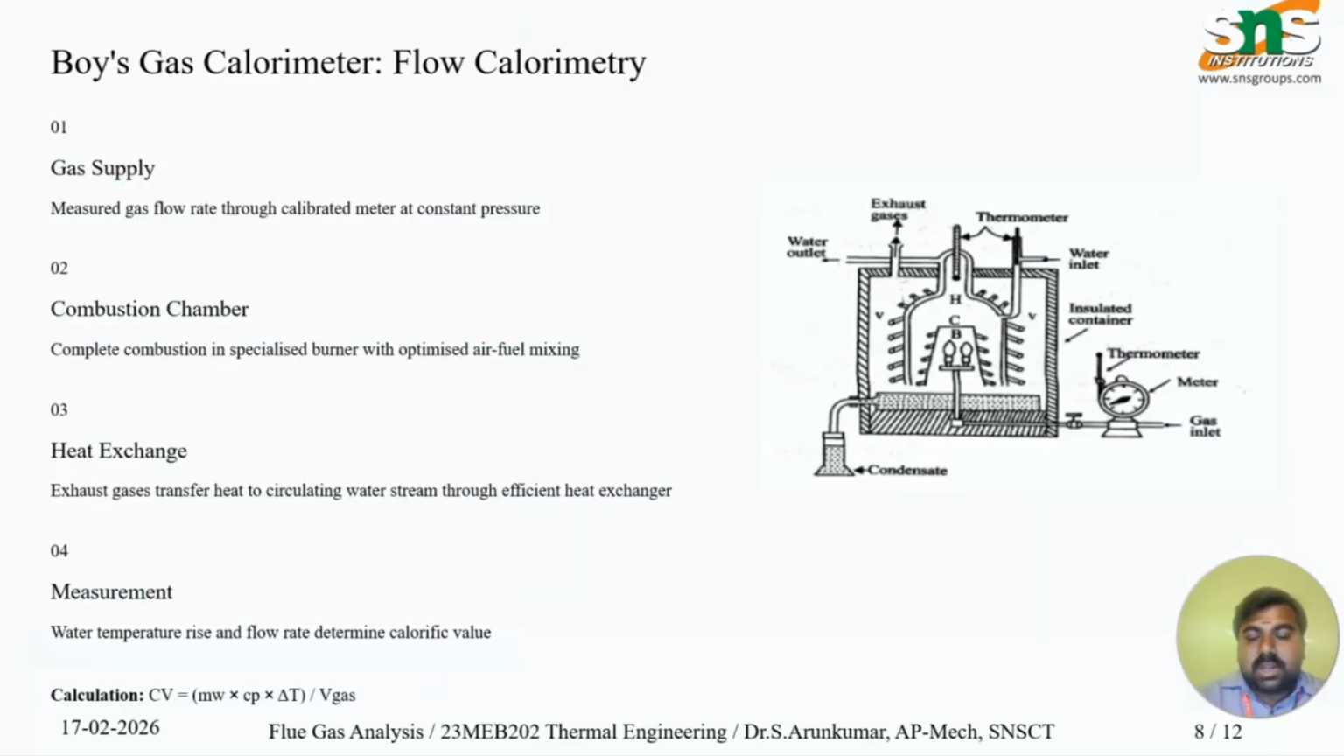So this is the Boys calorimeter, used to measure the calorific value of gaseous fuel. It consists of main parts like gas supply, combustion chamber, heat exchange and the measurements. Through this formula we can calculate the calorific value of the gaseous fuel: CV is equal to MW into Cp into delta T over V gas. Here MW is the mass of the water equivalent, Cp is the specific heat, delta T is the temperature change, and V gas is the volume of gas consumed.